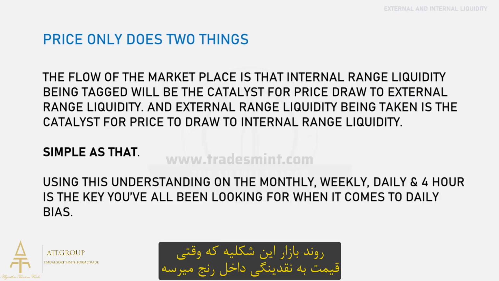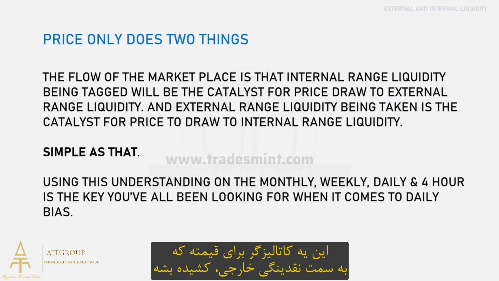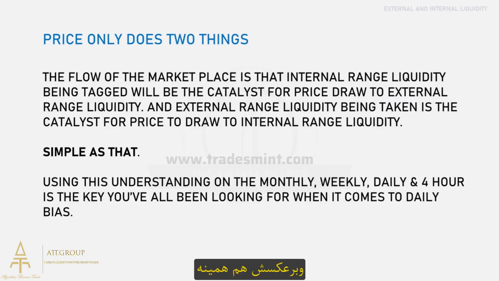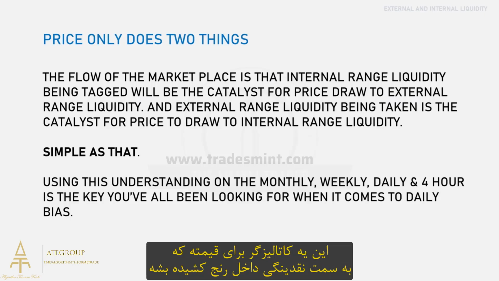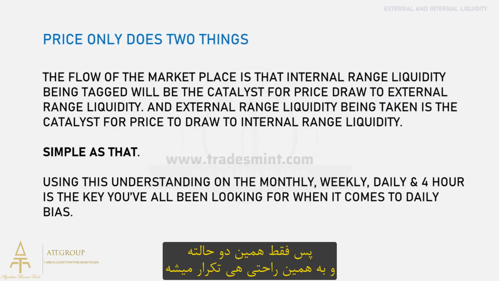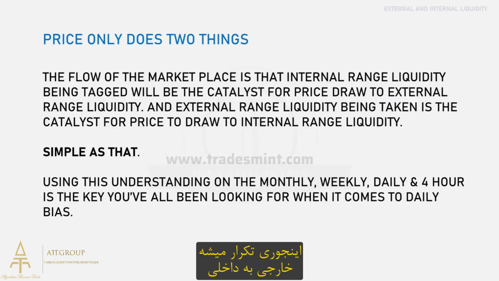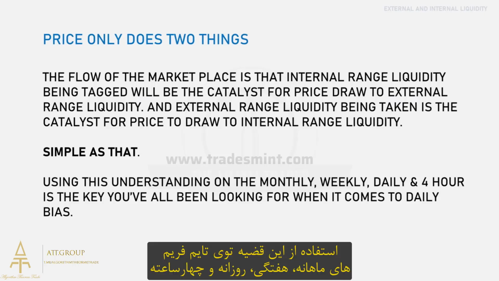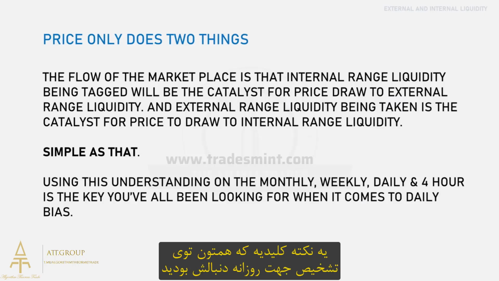The flow of the marketplace is that internal range liquidity being tagged will be the catalyst for price to draw to external range liquidity, and vice versa. And external range liquidity being taken is the catalyst for price to draw to internal range. So it's only this, and it repeats as simple as that, time after time. It repeats like this, external to internal, internal to external. Using this understanding on the monthly, weekly, daily and 4-hour is the key you've all been looking for when it comes to daily bias.